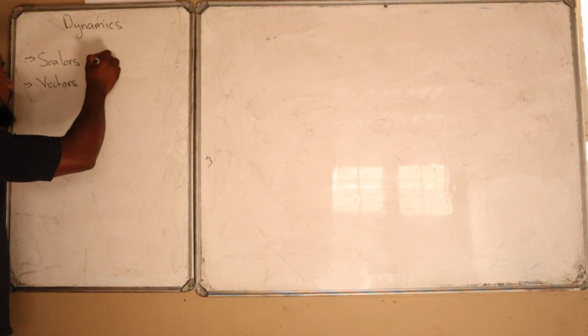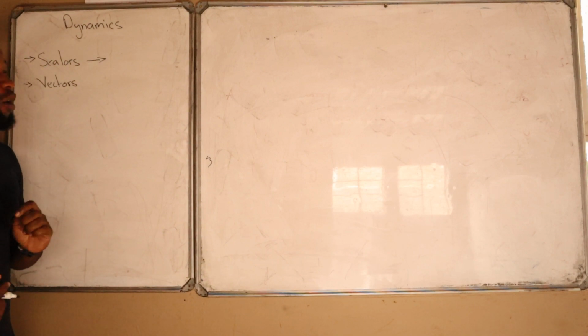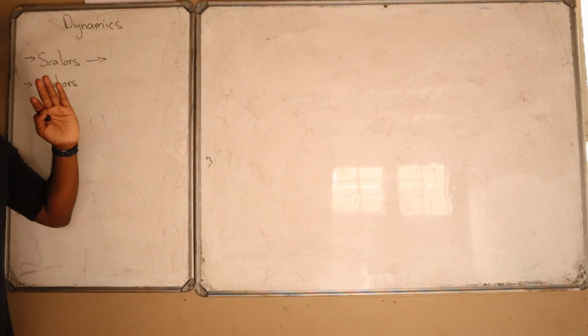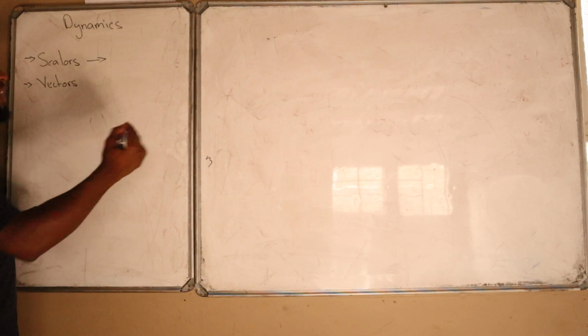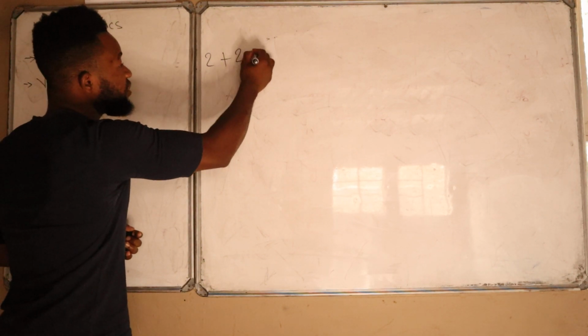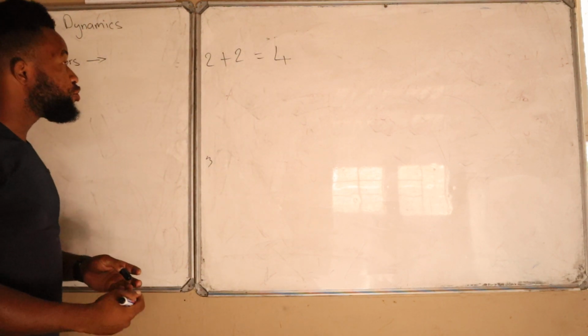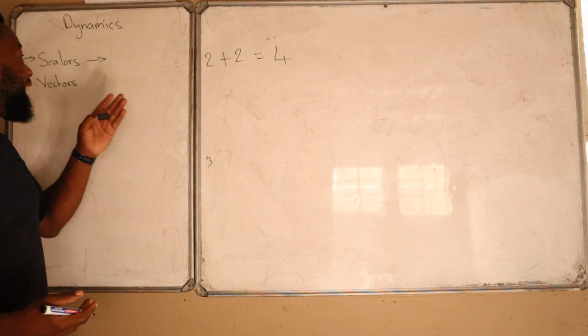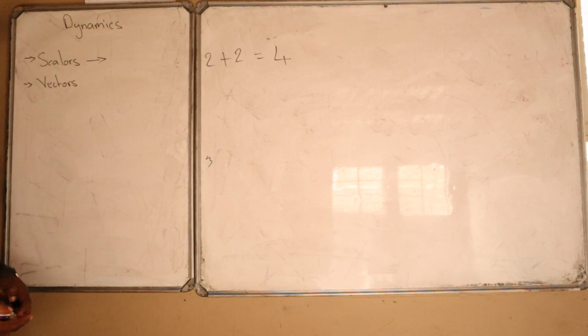The most important thing that you must know first is how to define what we call a scalar. The definition of a scalar says a scalar is a physical quantity that only exists in numbers. Let's say for example, if you're having 2 plus 2, what you get is 4, and 4 is only a number. So every time you only have a number, we define it as a scalar.